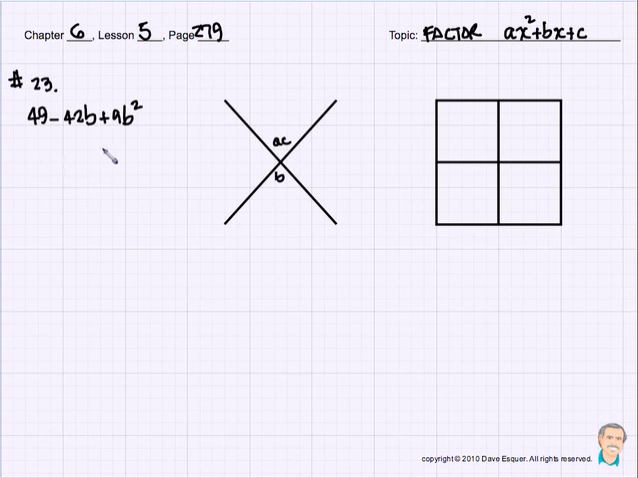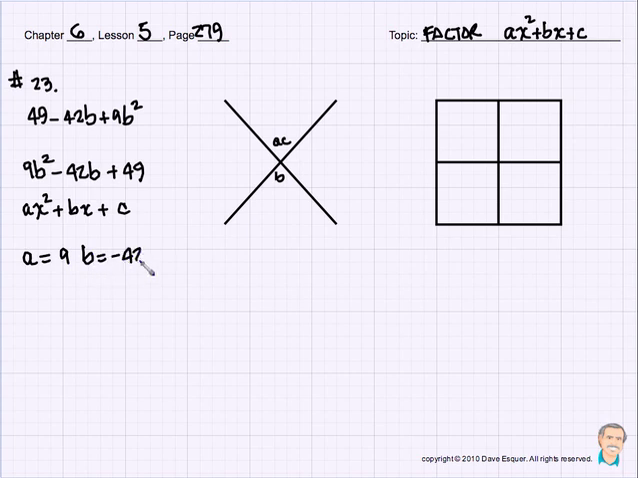Let's try number 23. 49 minus 42b plus 9b squared. Again, this problem is on page 279. Looks a little freaky for me because things are commutative. I'm going to rewrite it as 9b squared minus 42b plus 49. And I'm going to say this is ax squared plus bx plus c, and the b is the x. That's all the difference. So we have a is going to be equal to 9, b is going to be equal to negative 42, and c is going to be equal to 49.